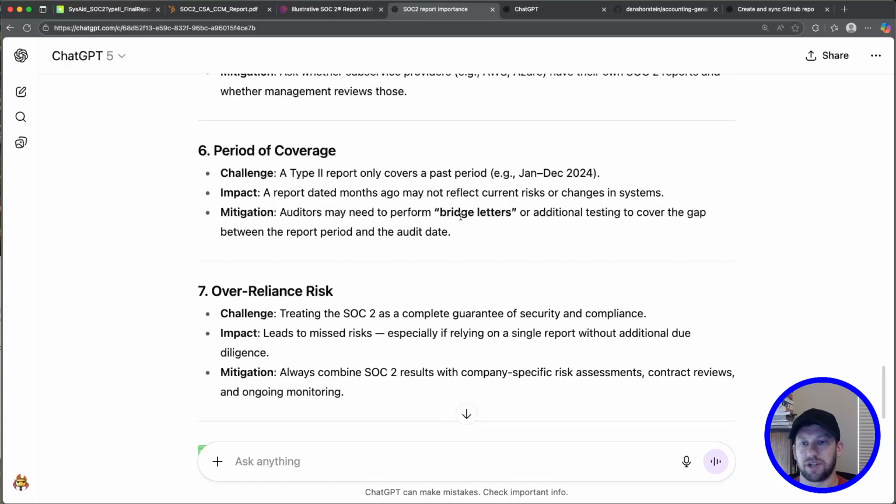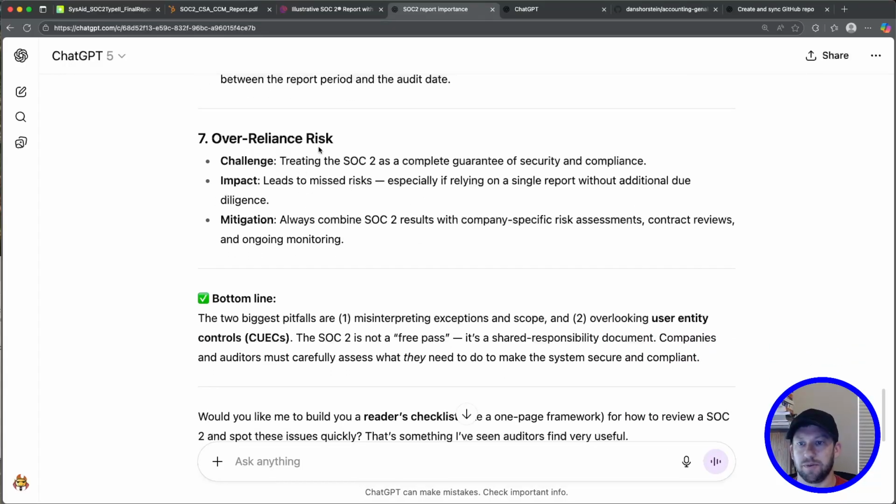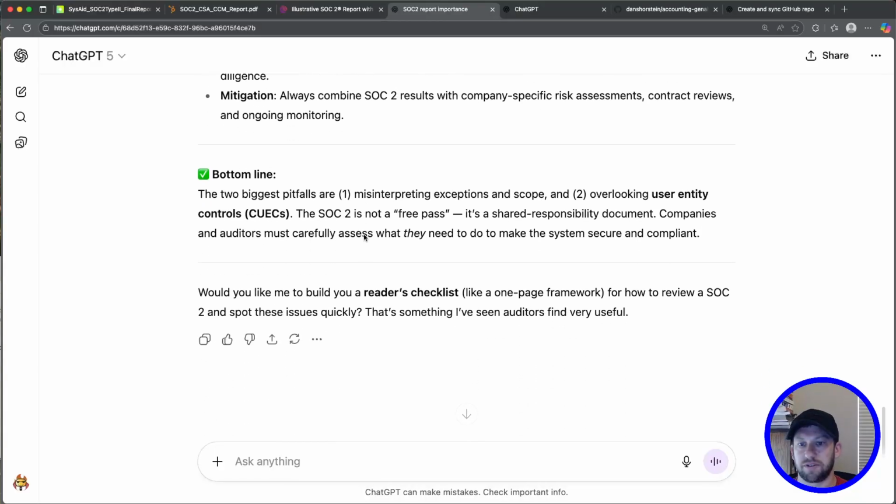Period of coverage can be confusing. For example, the test coverage was for a certain date range, but the audit period goes past that. They have to get something called a bridge letter or get additional testing to cover that gap. Because if the controls are in place and effective for half the year and you have no idea how they were for the rest of the year, there's a risk that the controls weren't working for the rest of that year. So you've got to get over that risk somehow. And then over-reliance: treating the SOC 2 as a complete guarantee of security and compliance can lead to missed risks, which definitely makes sense.